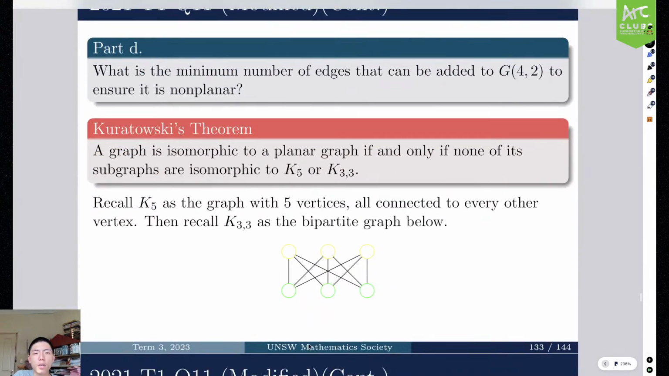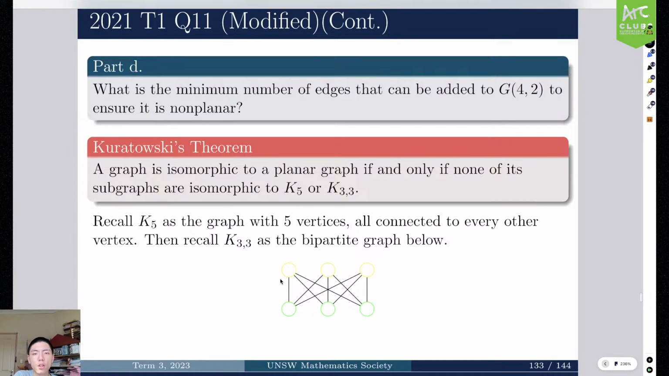K3,3 is the bipartite graph that essentially connects the yellow points to the green points, right? So we can see that if we had the red points up here and the blue points down there, all the red points are connected to all of the blue points like that. So from one red point, you're able to go to any other blue point, and from a blue point, you're able to go to any other red point. So that's what K3,3 is.